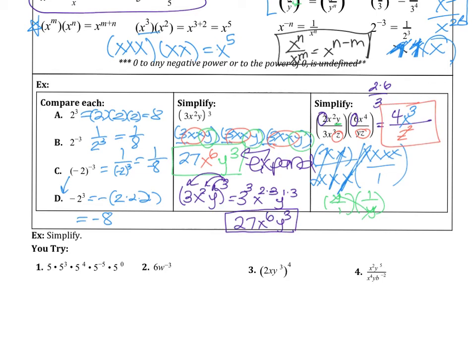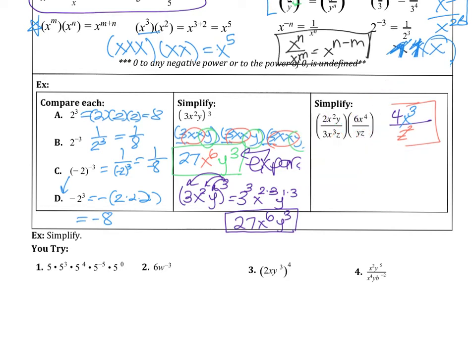So there is the expanding way. So go ahead and pause the video, make sure you have that down, and then I'm going to show you how to do that same problem using the properties. So I'm going to leave the answer there to make sure that we got it right. The numbers we would deal with in the same way. 2 times 6 is 12, divided by 3 is 4.